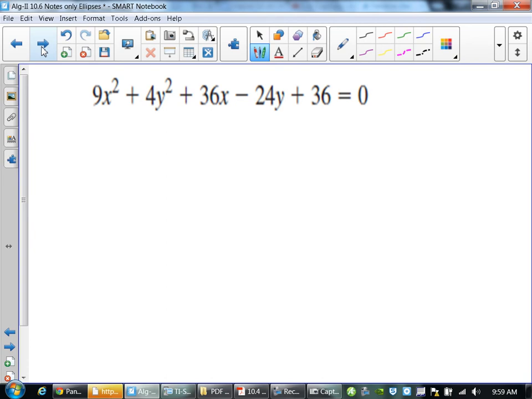So in order to classify this one out, what we need to do first of all is basically group stuff together. So I'm going to get the x values together, the y values after it, and then I'm going to move the constant to the other side to prepare to complete the square, not once, but twice.